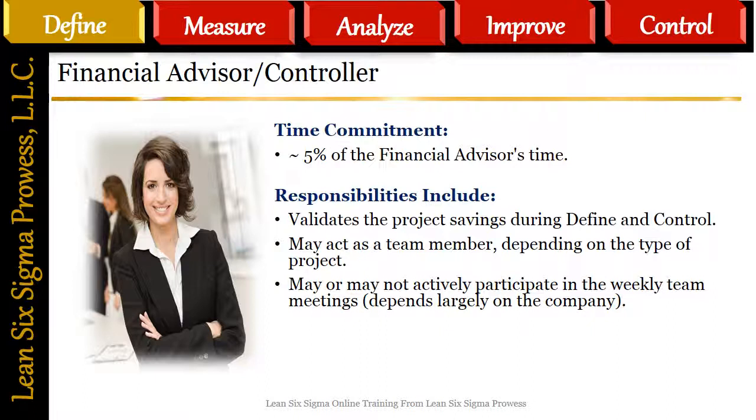Financial controller/advisor. Time commitment. A Lean Six Sigma project takes up about 5% of the financial advisor's time. Responsibilities include: validates the project savings during define and control. May act as a team member, depending on the type of project. May or may not actively participate in the weekly team meetings, depends largely on the company. Note, this is a role that can act as a part of the core team or can act as an additional resource.